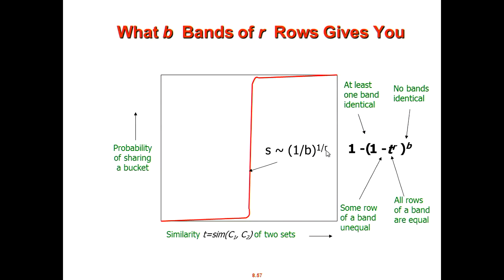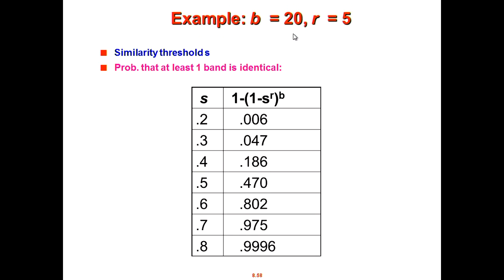Sorry, s is given. We can set b and r to roughly approach s, and then we can get a good result. So given b equal to 20 and r equal to 5, and the similarity threshold is s, we can check the probability that at least one band is identical. If they are not similar, which means their similarity is very small, they have a low probability of being identical in one band. Especially when the similarity is 0.2, the probability is just about 0.006, very small. But when they are very similar to each other, the probability is very high, almost close to 1, which means that they will always be detected as candidate pairs. So this is a good property of the function.